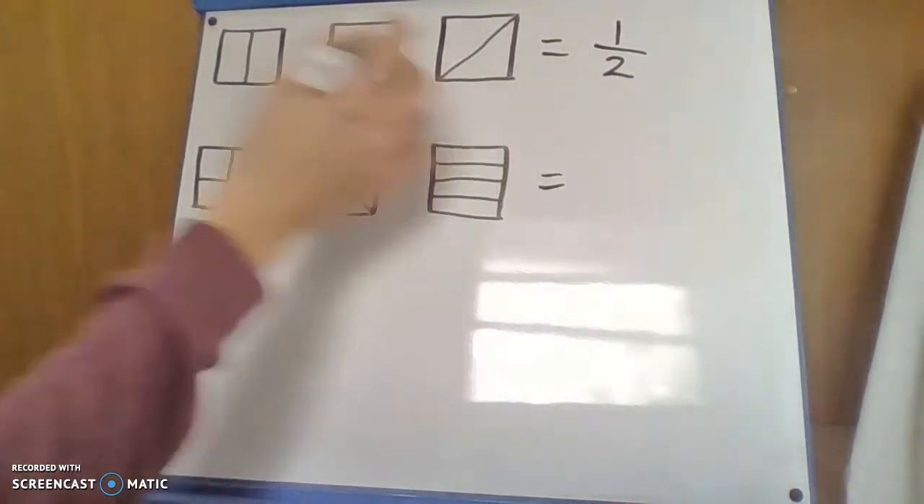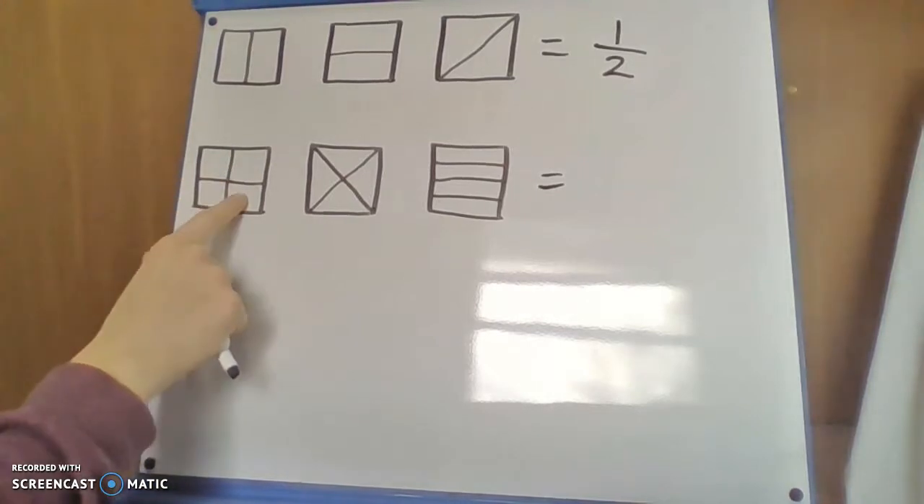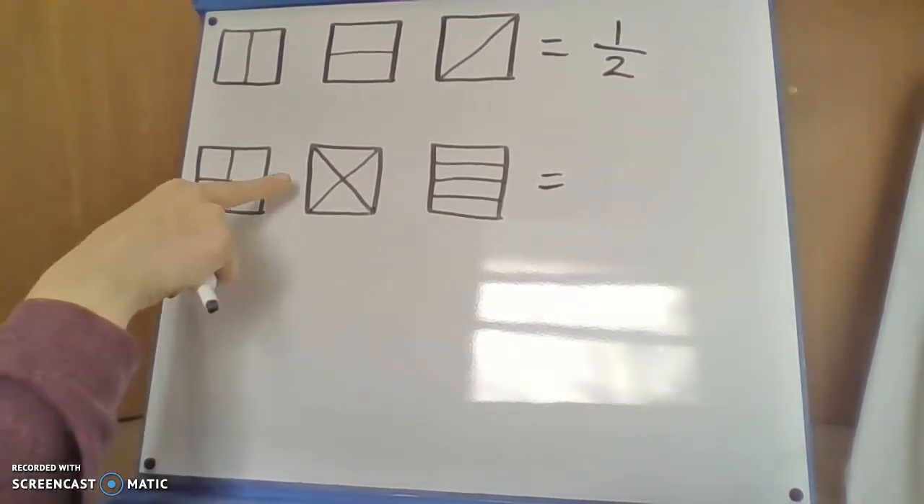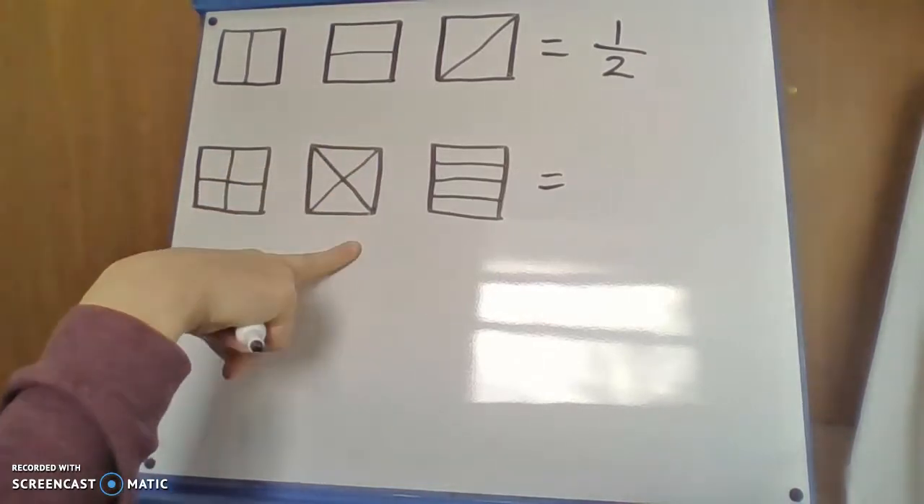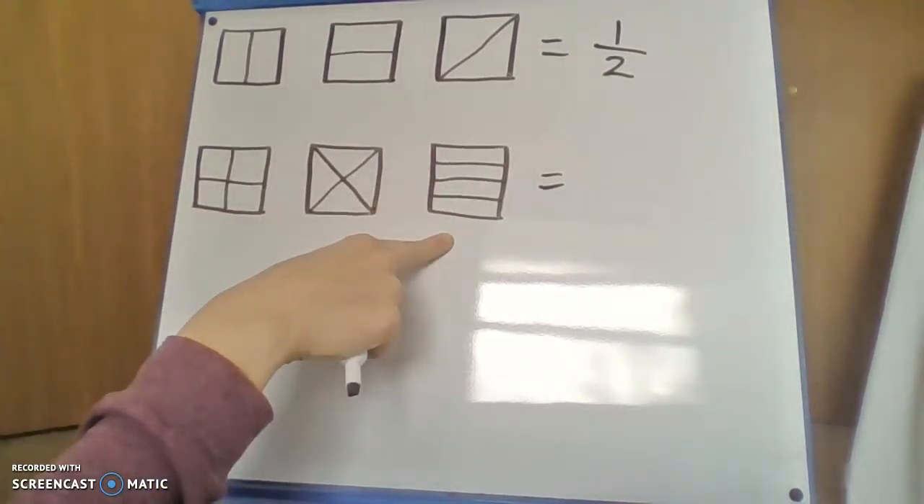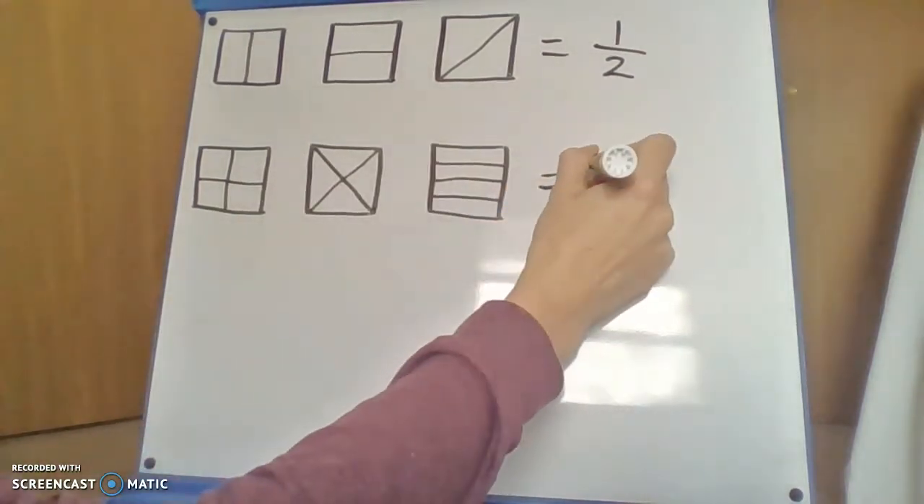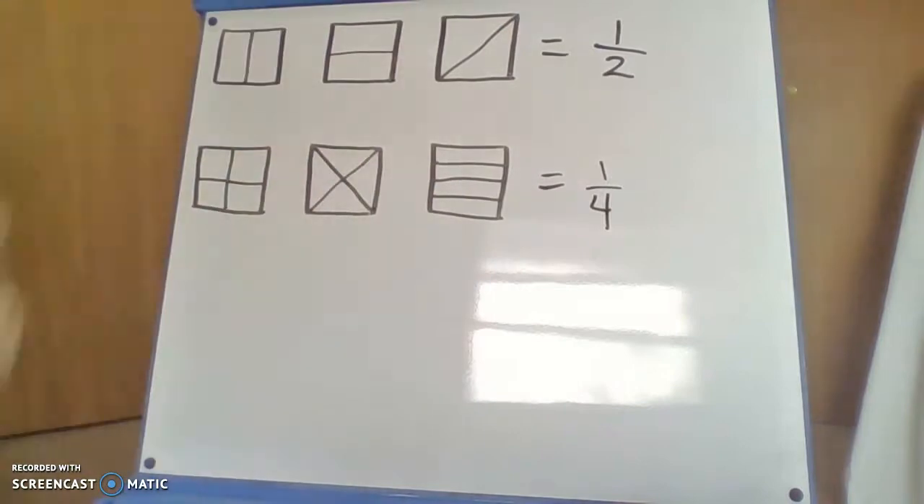Then I went ahead and I split these into 1, 2, 3, 4. So these are split into fourths. I did it like it looks kind of like a window. I did it diagonally both ways, and I did it horizontally both ways. But no matter what, you still have 4 parts or 1/4.